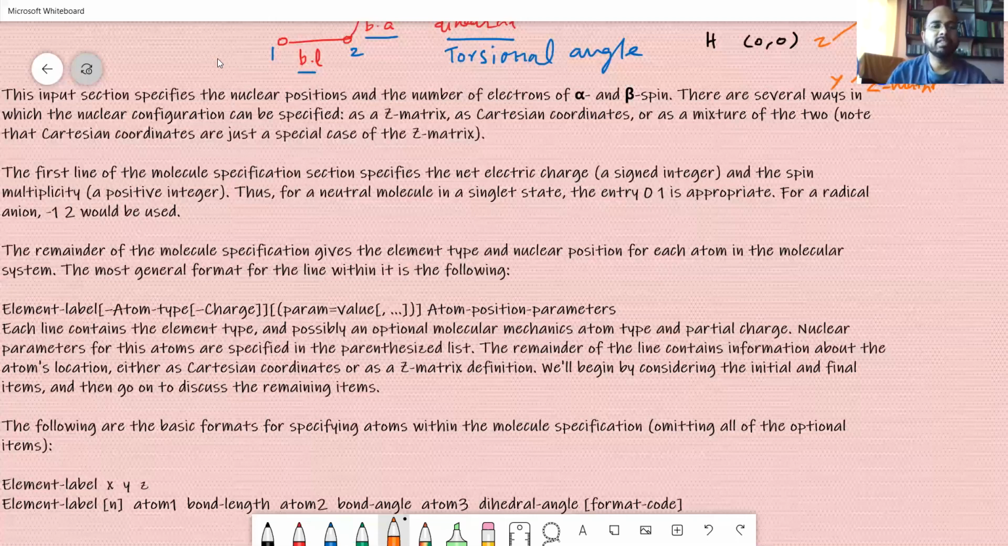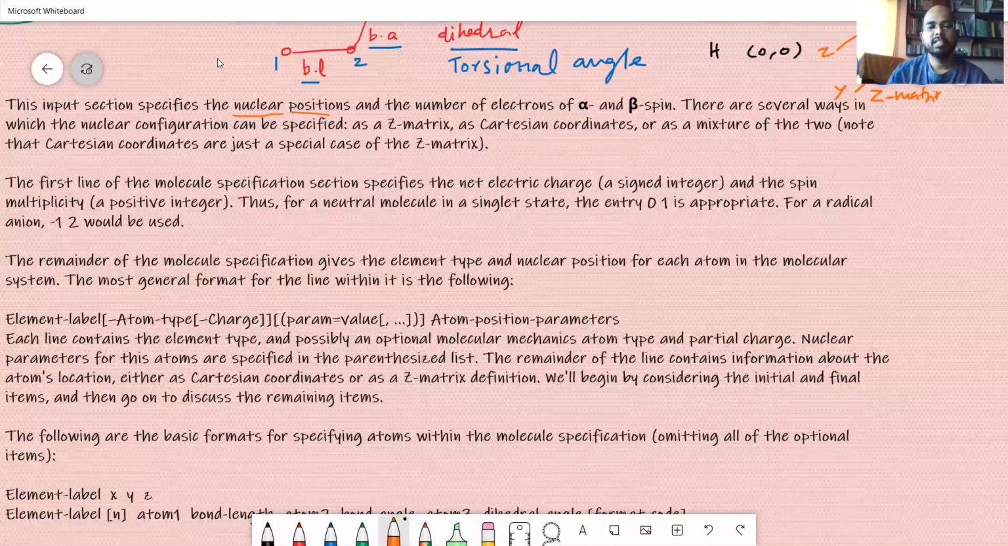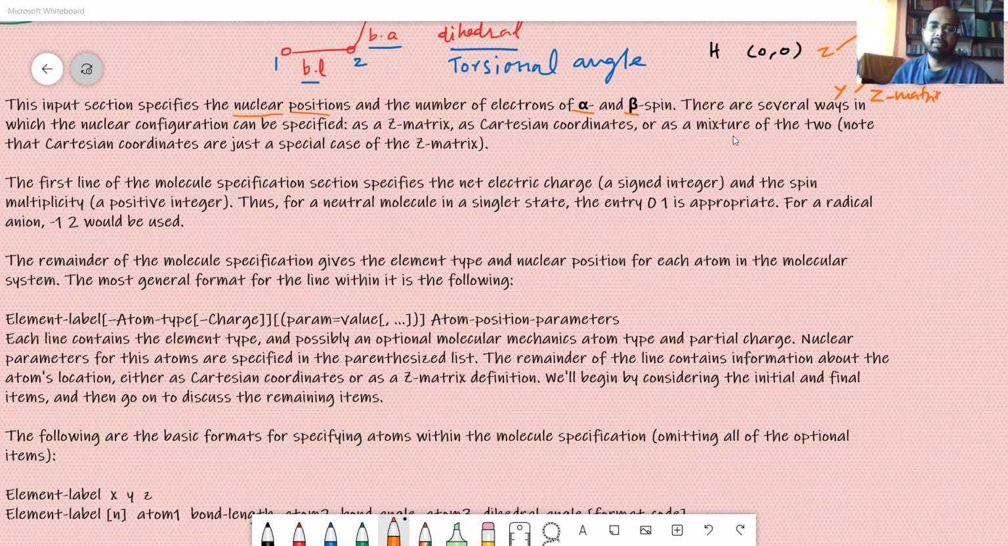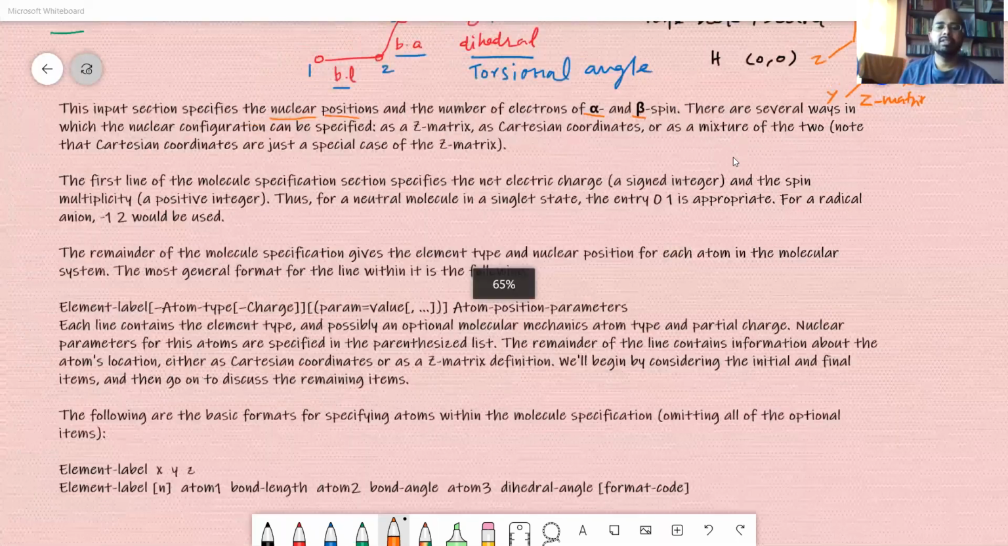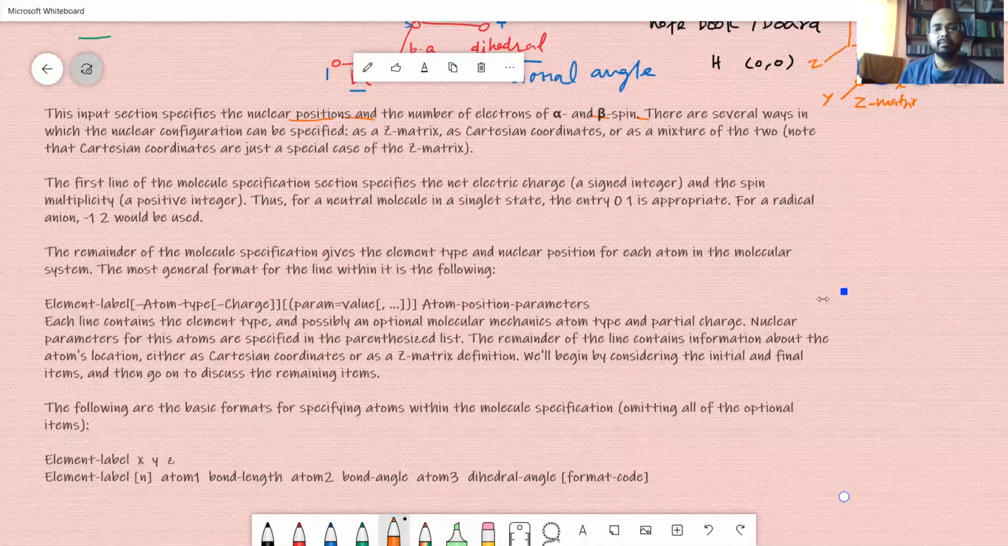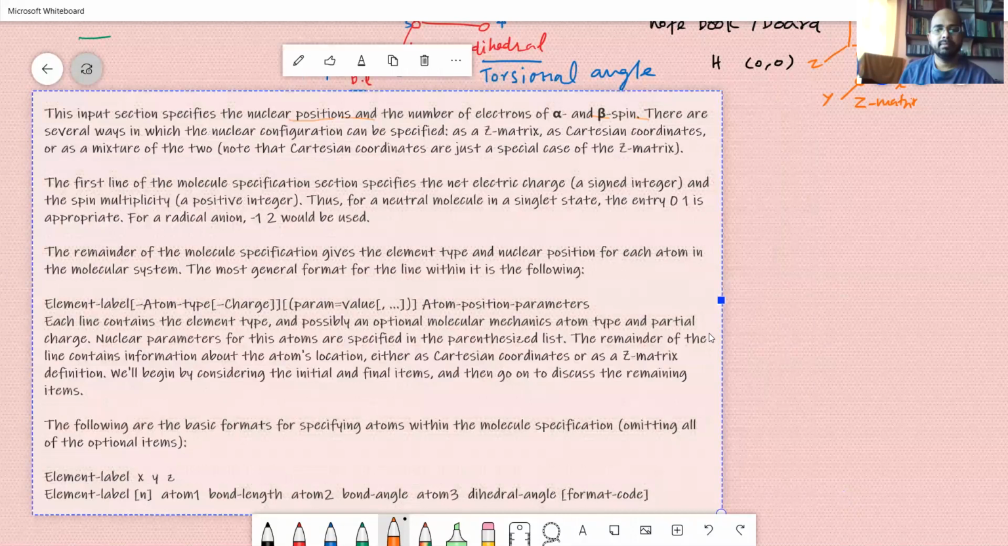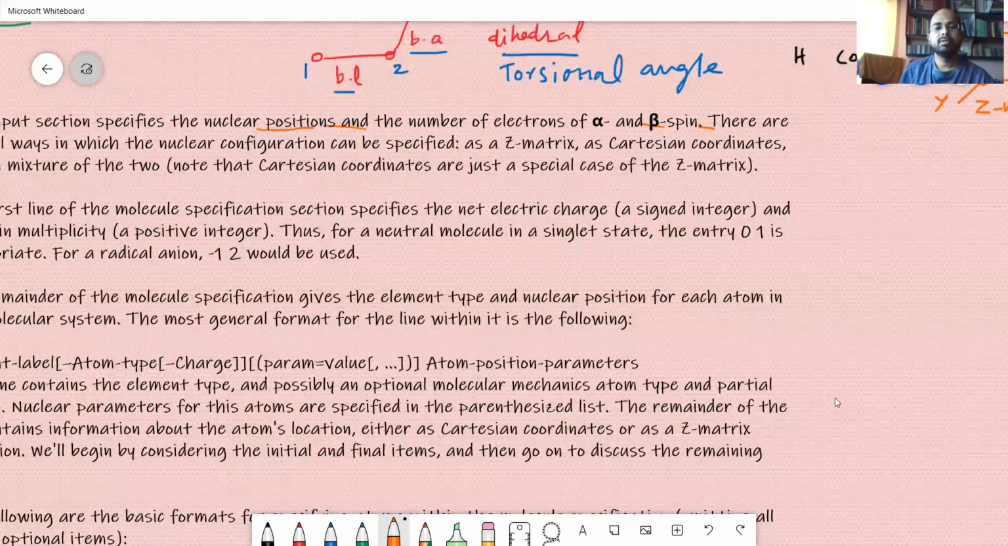The input section specifies the nuclear positions and the number of electrons, alpha and beta spin. You have to make a note here that you should not represent spin as clockwise or anti-clockwise. It is alpha and beta spin. There are several ways in which nuclear configuration can be specified, like Cartesian coordinates or a mixture of the two. I think it is clear now.